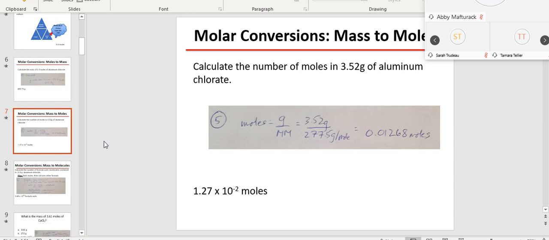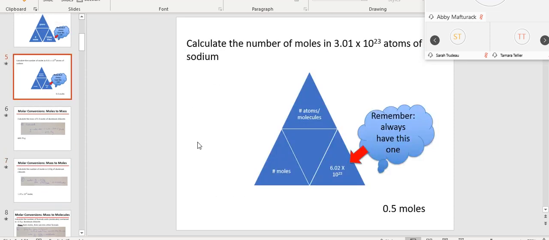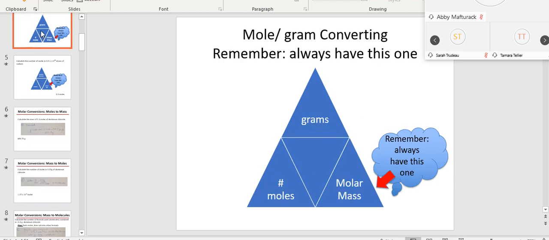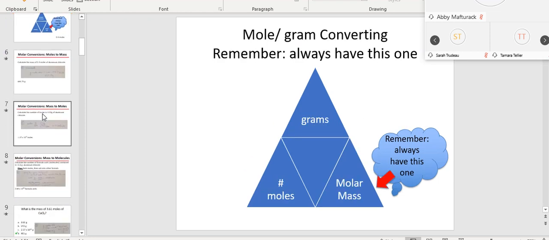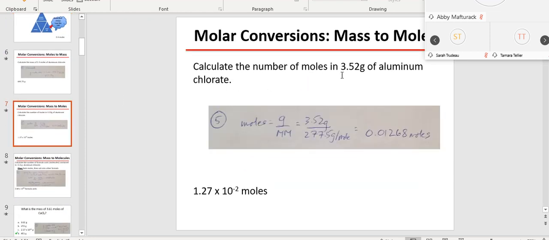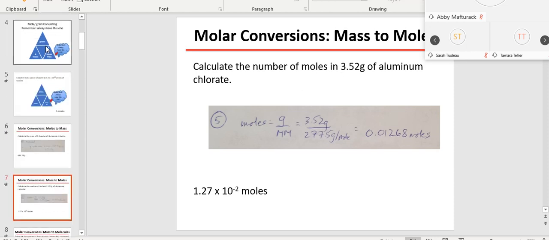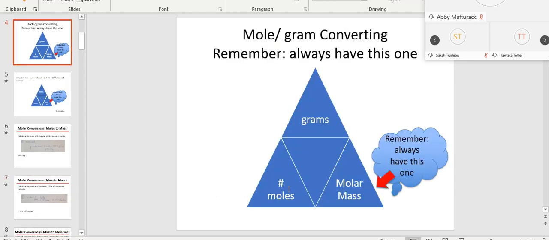Next question. Here, calculate the number of moles in 3.52 grams of aluminum. Reboot. What formula am I going to use? He's looking for moles. Wait a second. I have two formulas with moles. Oh, what information did he give me? Grams. Okay, so that tells me right there. He's looking for moles. He gave me grams. I always have this one. Moles is equal to grams divided by molar mass. Okay?